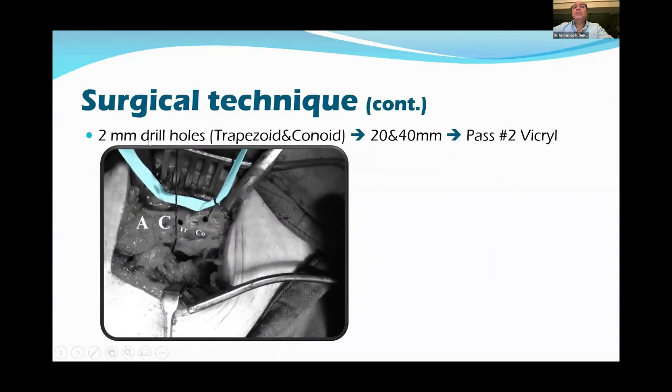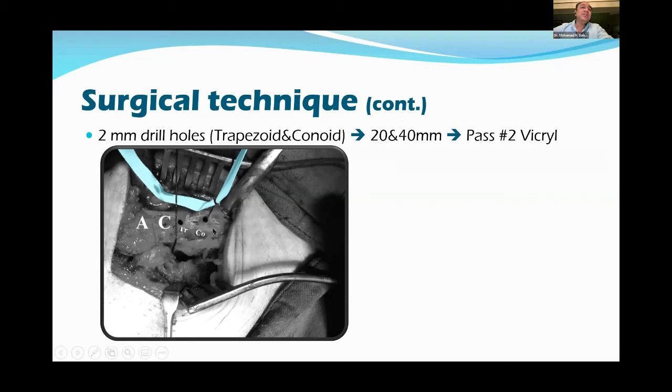Then we make 2 millimeter drill holes at the conoid and the trapezoid points, guided by the anatomical studies that studied the center of these two ligaments, almost 2 centimeters for the trapezoid center and 4 centimeters from the lateral end of the clavicle. This is the right shoulder, and we are looking from the anterior aspect. We keep the conoid hole posterior, 4 millimeters from the edge of the posterior border of the clavicle, and the trapezoid hole at the center of the clavicle.